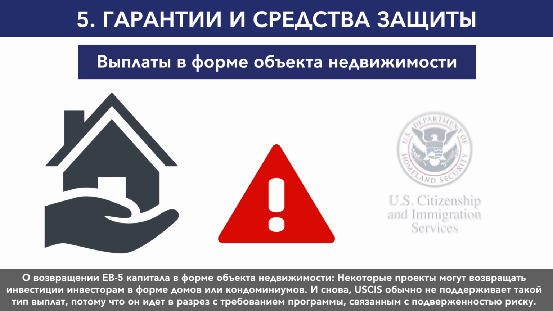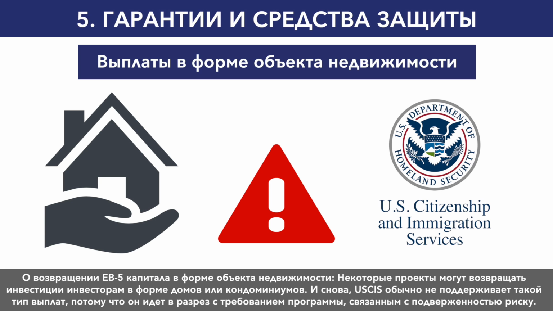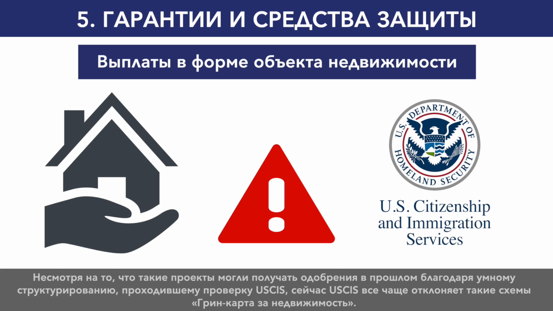Note regarding EB-5 capital repayment with a real estate asset. Certain projects may repay investors by giving them houses or condominium units. Once again, USCIS is generally against this type of repayment because it conflicts with the at-risk requirement of the program. While such projects might have been approved in the past through clever structuring that slipped past USCIS scrutiny, USCIS is now much more vigilant in striking down such green card for real estate schemes.